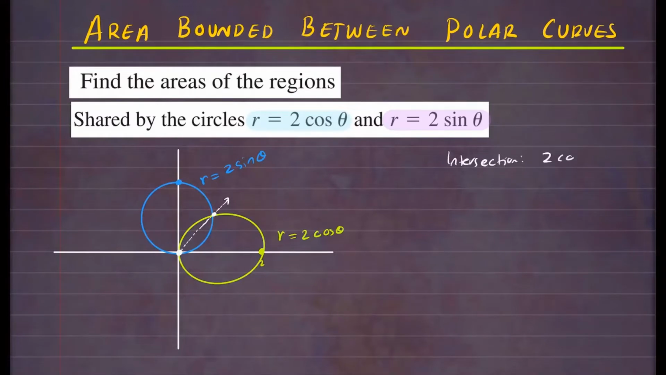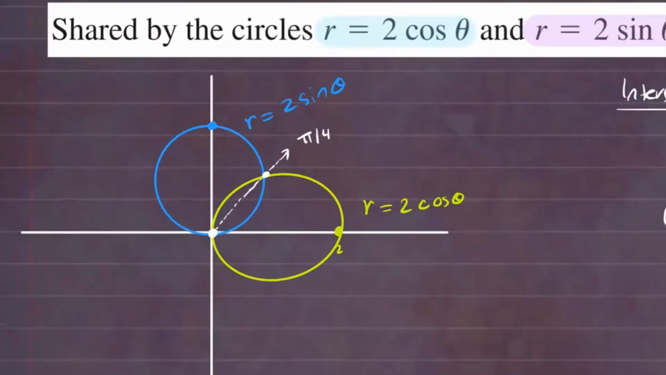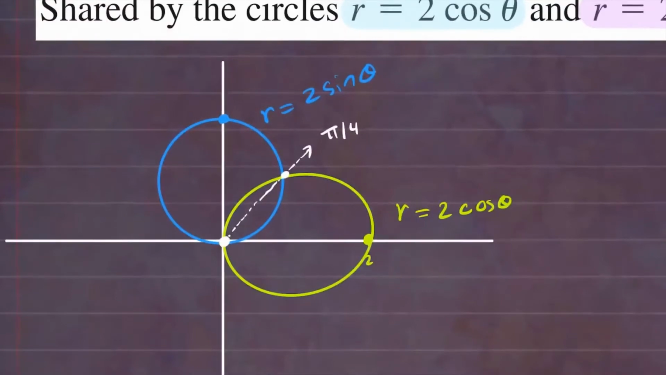We set 2 cosine theta equals 2 sine theta. This means cosine theta equals sine theta. We know that happens when theta is pi over 4. So this angle is pi over 4. That's when these two functions are equal to each other. So the way we're going to integrate this is in the following way. I'm going to zoom in a little bit so you can see it better.